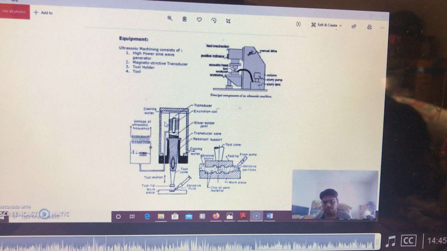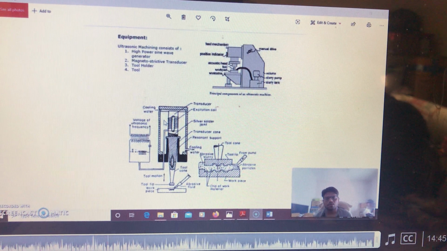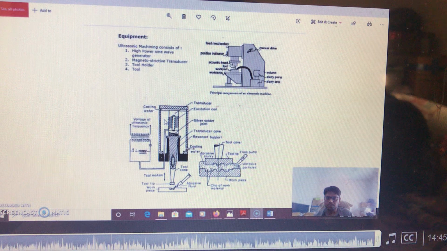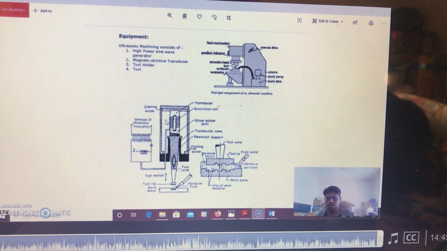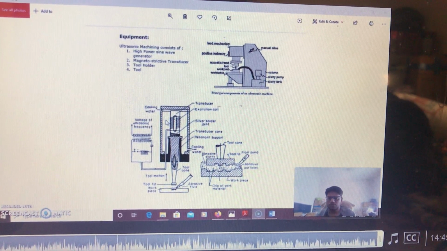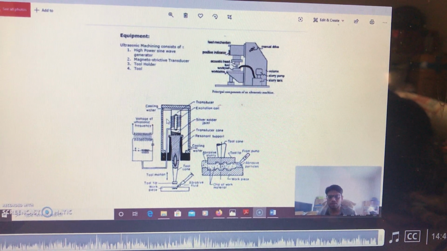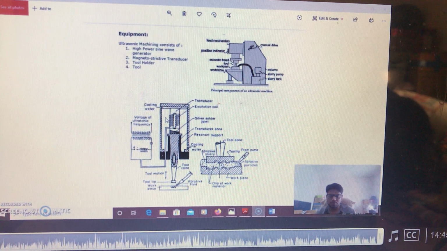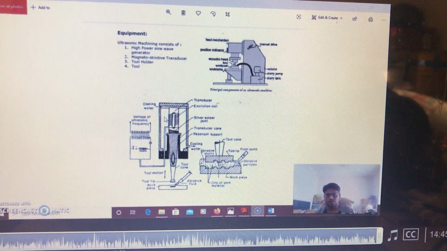What will happen when we are using the 20,000 Hertz frequency? It will generate a high amount of temperature. If we are not reducing the temperature of the tool or excitation coil, it will burn up. So it is very important to cool it, or to absorb the temperature which is generated during the frequency.